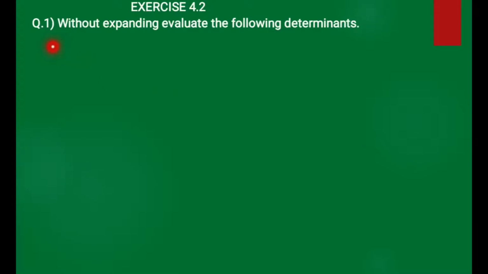Now see exercise 4.2, questions based on the properties that we discussed in the previous lecture. So see the question first. Without expanding, evaluate the following determinants. So see the first sub-question. Here we have to evaluate this given determinant with the help of properties.